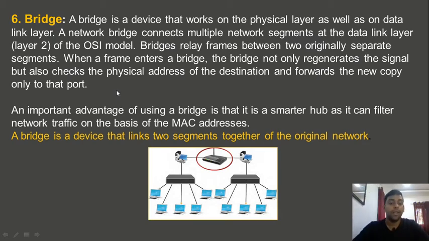An important advantage of using a bridge is that it is smarter than a hub, as it can filter network traffic on the basis of MAC addresses. MAC address is the exact physical address of the destination. A bridge is a device that links two segments of the original network together. It's used to connect different LANs following the same protocol.